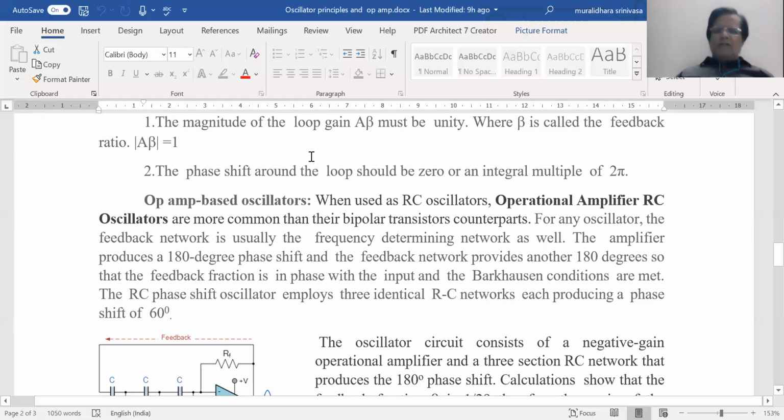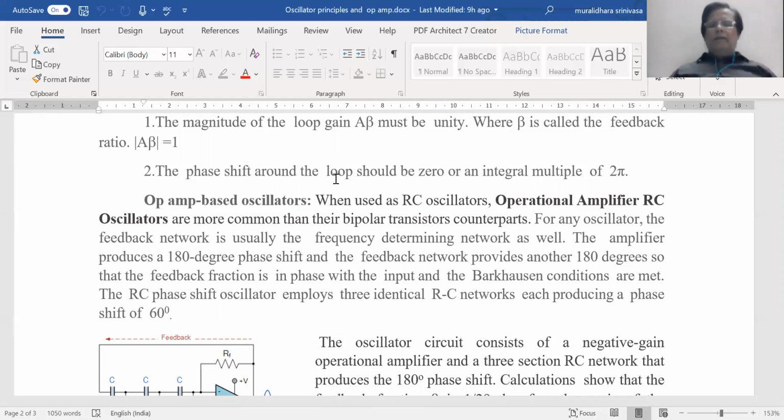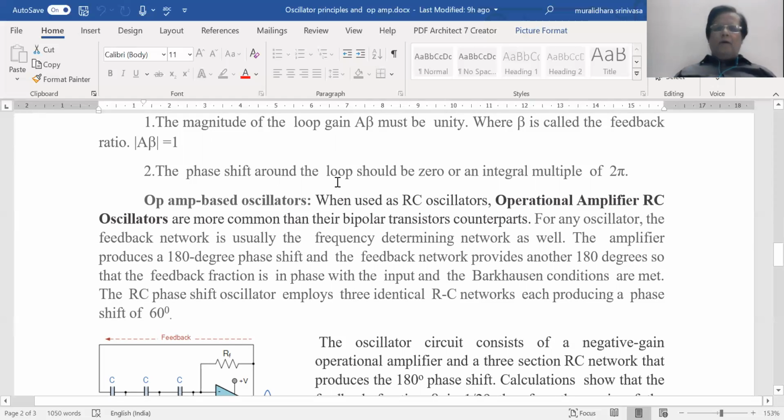What is the Barkhausen condition? They will ask. You have to say gain with feedback for an amplifier AF is A by 1 minus A beta, where A beta is called the loop gain. According to Barkhausen condition, mod A beta should be equal to 1. And secondly, the phase difference around the loop should be 0 or an integral multiple of 360.